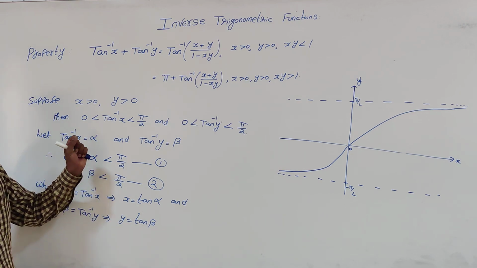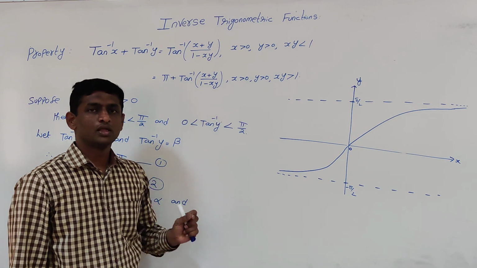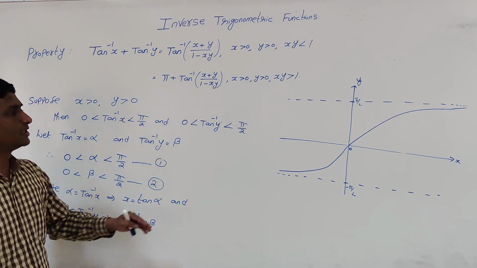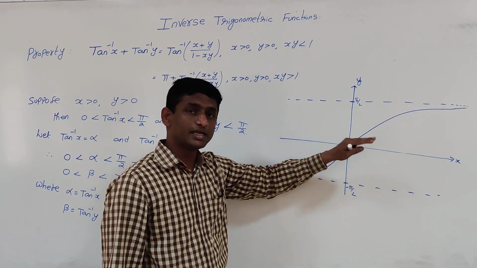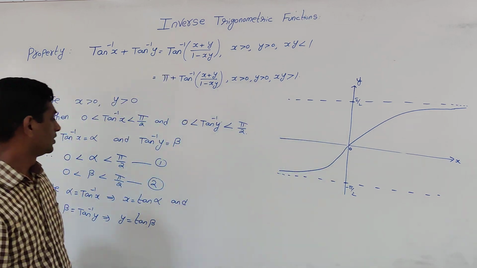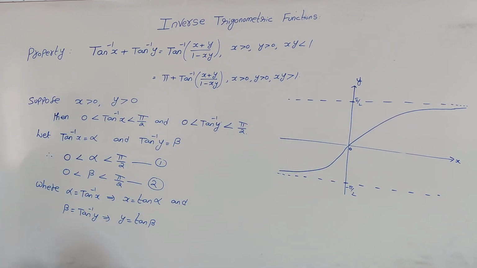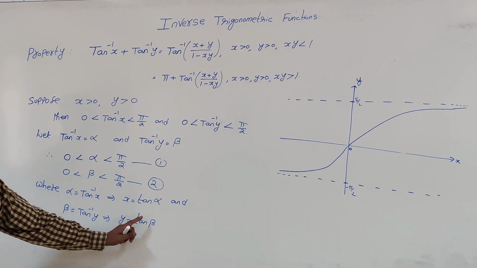So we have chosen x is greater than 0, y is greater than 0. If both are positive, then the angles lie between 0 to pi by 2. If both are negative, then the angles lie between minus pi by 2 to 0. So now coming to this, x is equal to tan alpha and y is equal to tan beta.